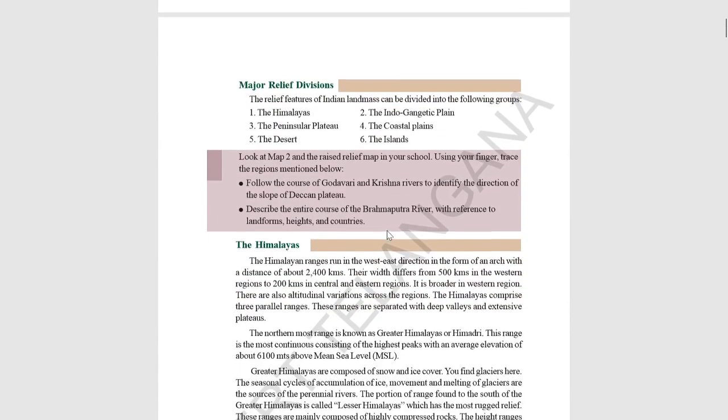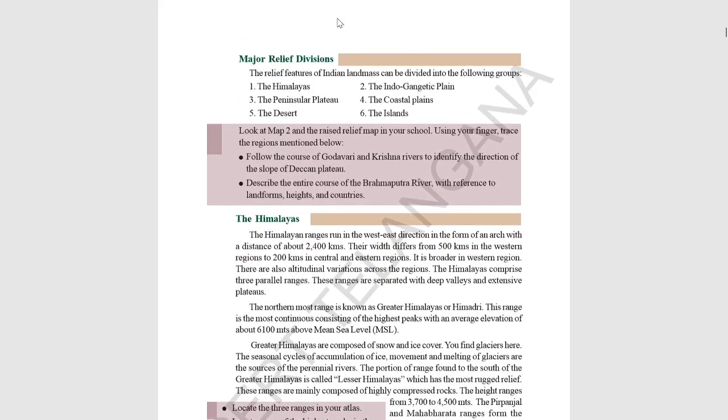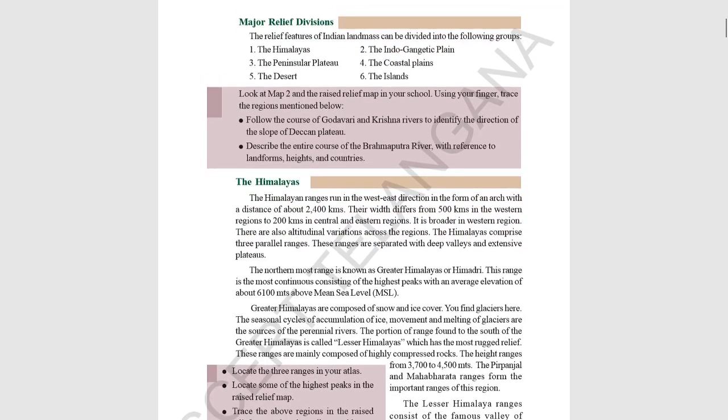And the major relief divisions we will learn in this lesson, this chapter, are these 6 things: the Himalayas, Indo-Gangetic Plain, Peninsular Plateau, Coastal Plains, the desert and the islands. These all are the major relief divisions of India. I will show you on the map where they are located and what is the importance of those.